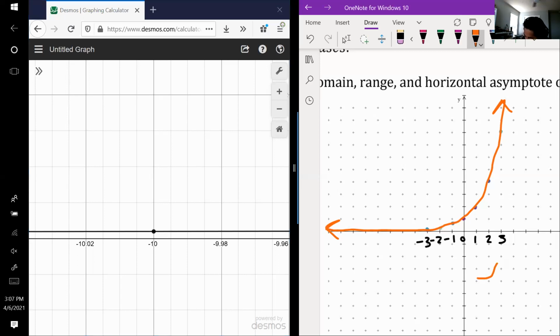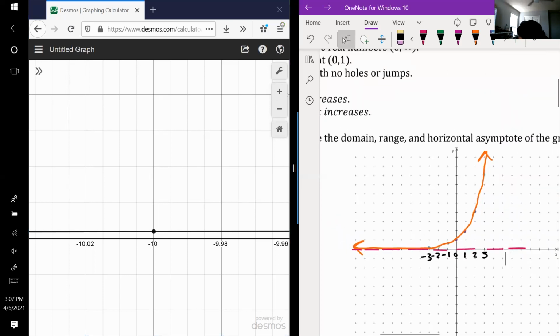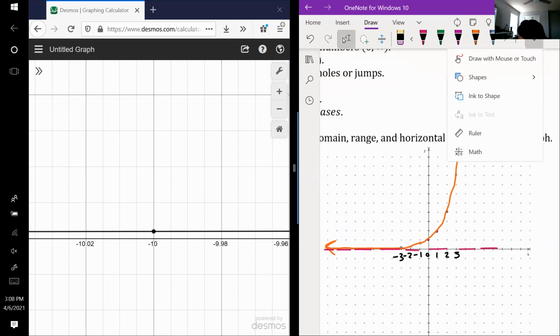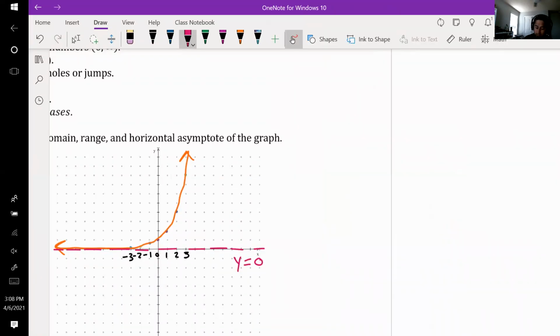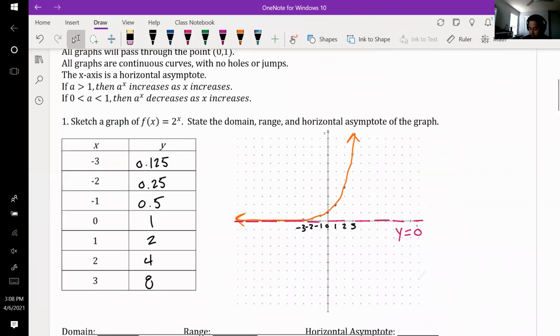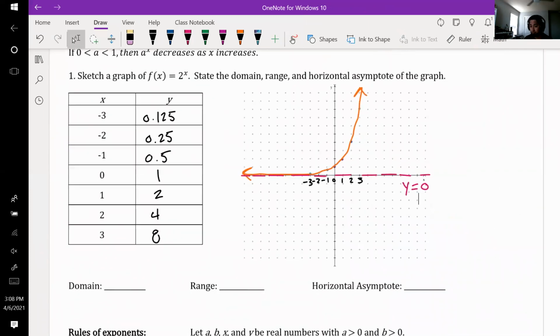Okay. So let's go ahead and draw that horizontal asymptote then. That's just going to be right here on the x-axis. There it is, y equals 0. Okay. Let me come back here. So there's the function 2 to the x.